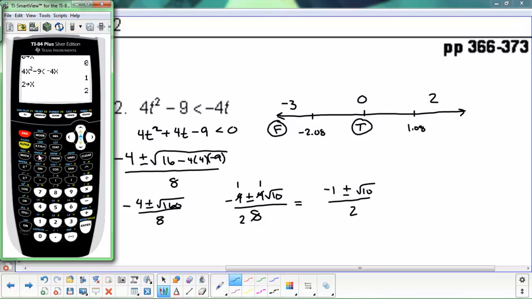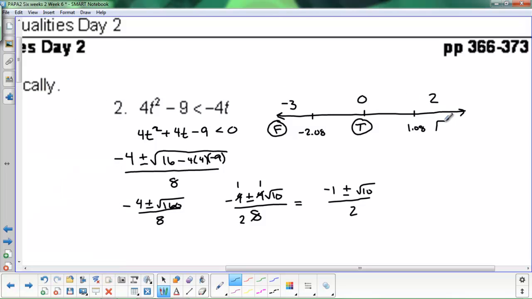Bring back your equation and test it one more time. Remember, it's Boolean algebra, so the 0 brings back a false result. Okay? That means the interval over which this is true is between -1 plus or minus 10 divided by 2 and -1. Sorry, let's start again.